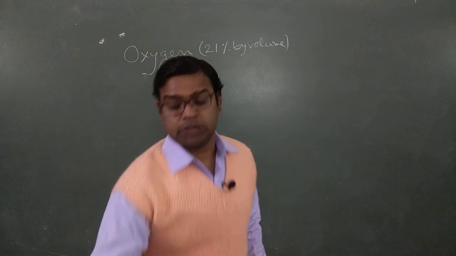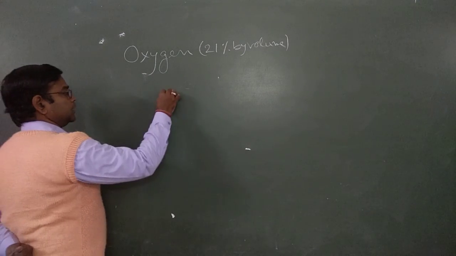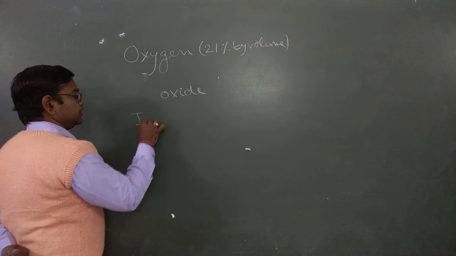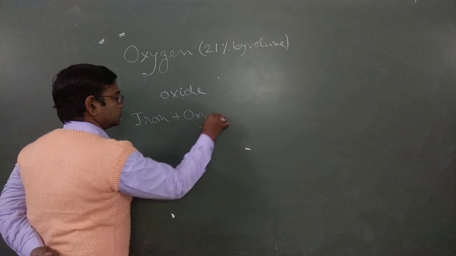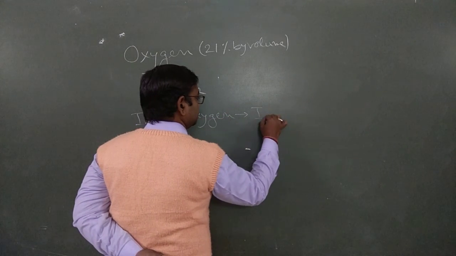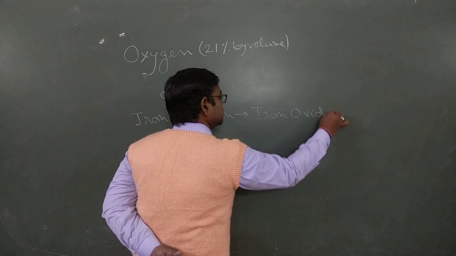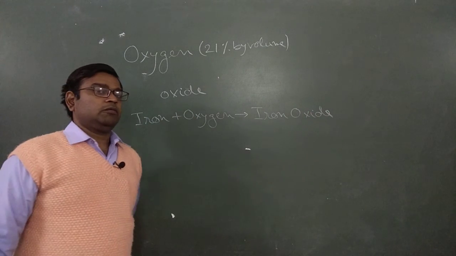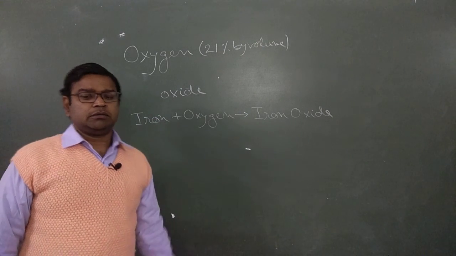This oxygen generally reacts with any substance to form oxides of that substance or that metal. For example, if iron reacts with oxygen, it forms iron oxide. This is a general concept. The formula of iron oxide we discussed in class 7.